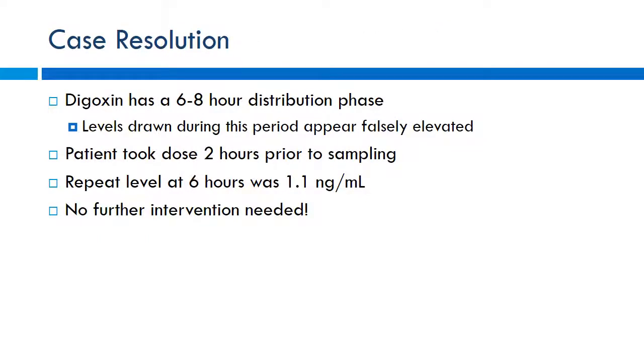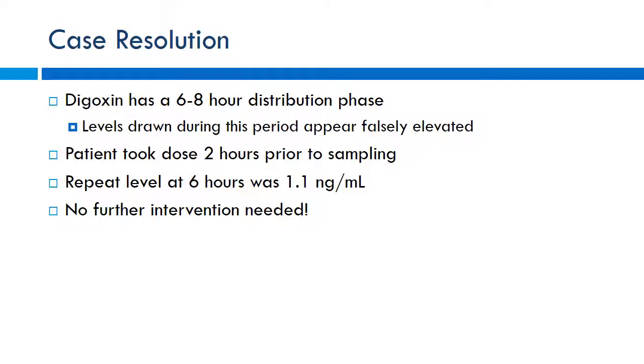So, case resolution. The thing you have to realize with digoxin is it has a 6 to 8 hour distribution phase, which means if I check that level before the digoxin had time to partition onto the heart, the level is going to look too high. So if you were to go back and talk to the patient and say, well, I took my dose at 8 o'clock this morning and took the level at 9 o'clock, of course the level is going to look too high in that case. In this case, they took it 2 hours prior. They went ahead and repeated it at 6 hours and it came back at 1.1. We said the therapeutic range was 0.8 to 2. Patient's okay, guess what? We don't have to do anything. And that's always the best circumstance, when you don't have to do anything.